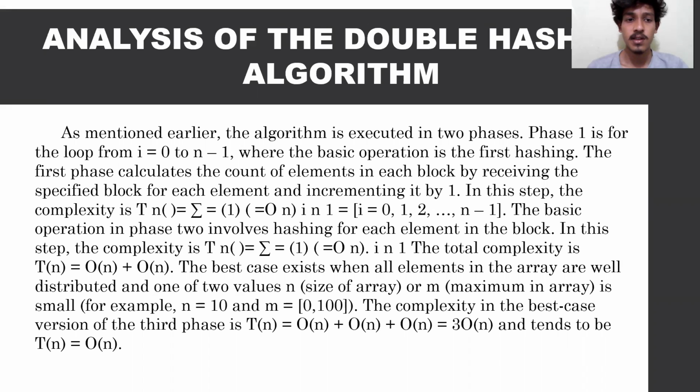The basic operation in phase 2 involves hashing for each element in the block. In this step, the complexity is T(n) equal to sigma from i equal to 1. The total complexity is T(n).